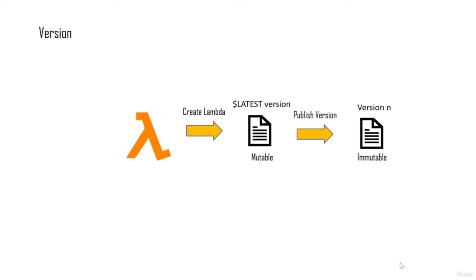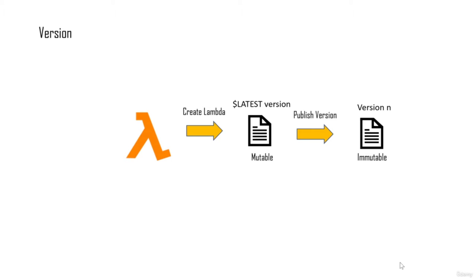In this particular chapter, we'll talk about a very important concept called version. Let's see what version is. Whenever you create your Lambda, what you get created is a version that is mutable, and this version is called the $latest version. You can keep making changes to it. If you want to add some code, delete a piece of code, or add a few more lines, you could do that in your $latest version.